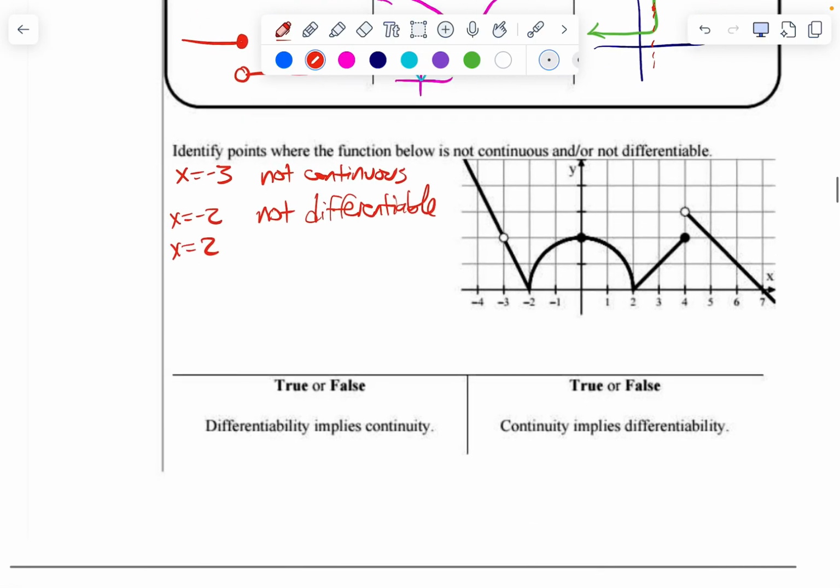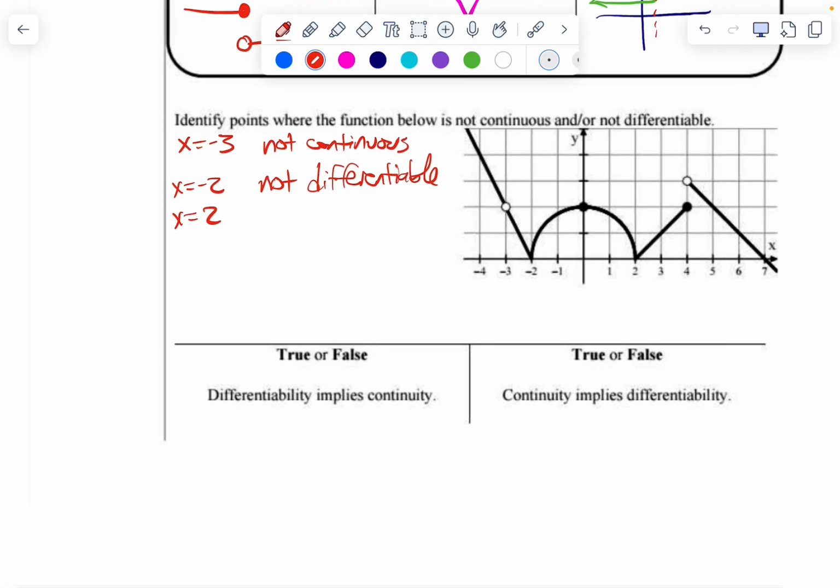X equals 2. And what's true there? Yep, let's just abbreviate now. Next point. Not continuous. So is it differentiable there? No. Okay. I don't want this to get confused. So if we need to, let's write that it's that as well. So, and I'm going to put that on this first one. Also not differentiable.